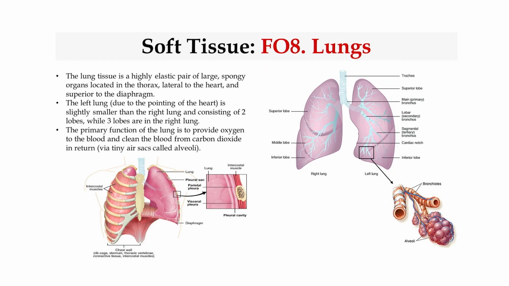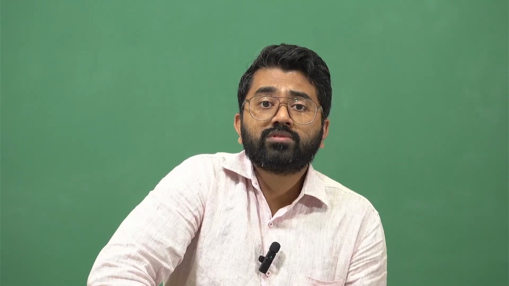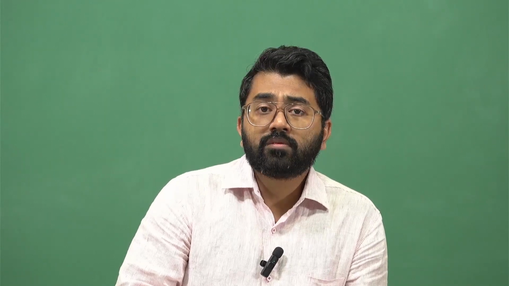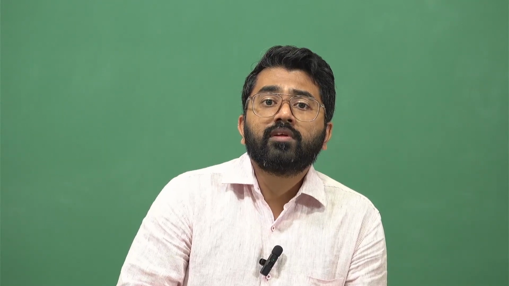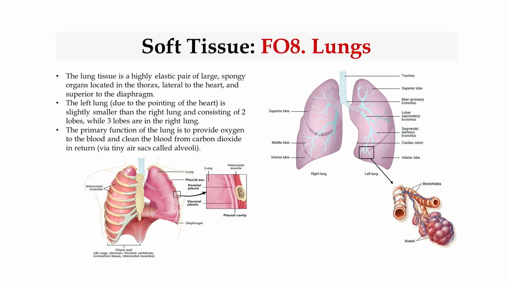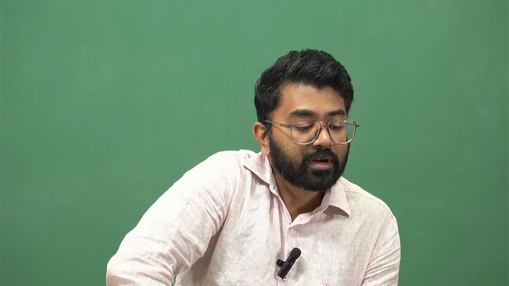Let's go further. The next soft tissue is a very important soft tissue. Again, it's the human lungs, and we have realized the importance of lungs even more during the pandemic, right? We are seeing that breathing can become difficult due to several infections and soft tissue changes. The lung tissue is a highly elastic pair of large spongy organs located in the thoracic region, lateral to the heart and superior to the diaphragm. The diaphragm is what separates the thoracic region from the digestive system, right?